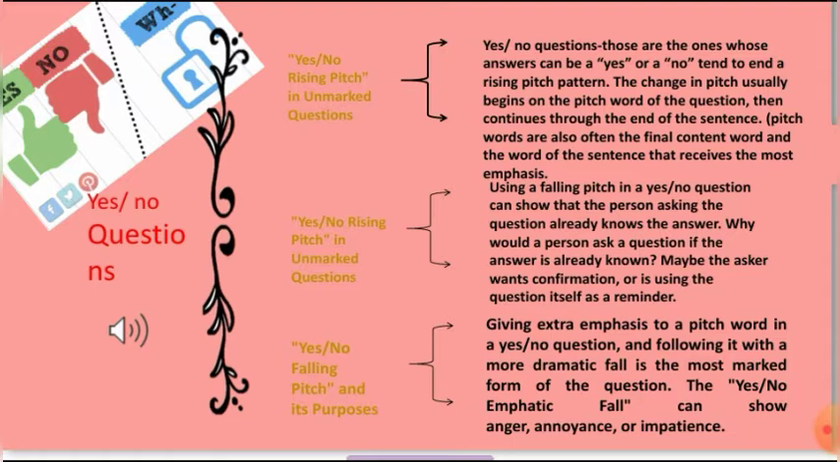Yes/no emphatic falling pitch and its purpose. Giving extra emphasis to a pitch word in a yes/no question and following it with a more dramatic fall is the most marked form of the question. The yes/no emphatic fall can show anger, annoyance, or impatience.